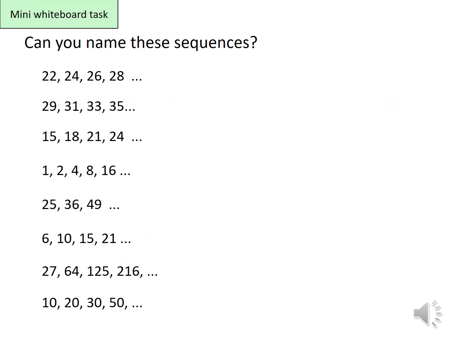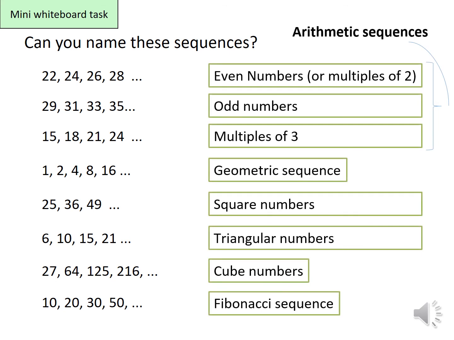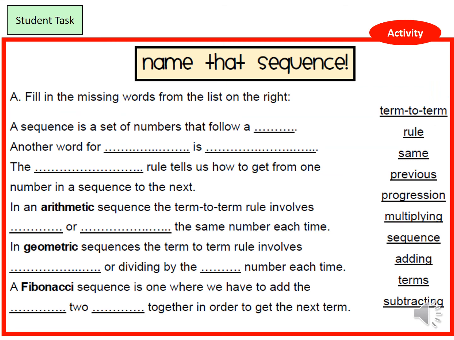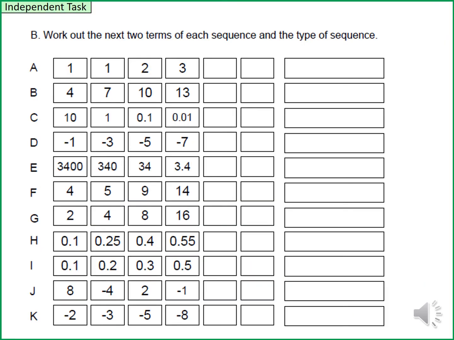Okay, have a go at naming these sequences. Pause the video and have a go at naming these sequences. Okay, here are the answers for this activity. Okay, please have a go at this red section activity. Fill in the missing words for each of these sentences. Have a go at working out the next 2 terms of each sequence and the type of sequence, so you need to name the sequence. Please upload your answers to class charts.